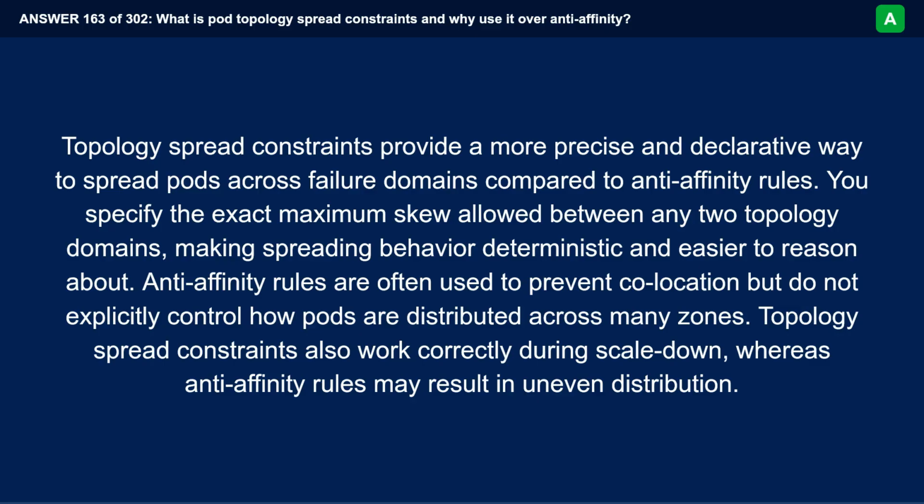about. Anti-affinity rules are often used to prevent co-location, but do not explicitly control how pods are distributed across many zones. Topology spread constraints also work correctly during scale-down, whereas anti-affinity rules may result in uneven distribution.